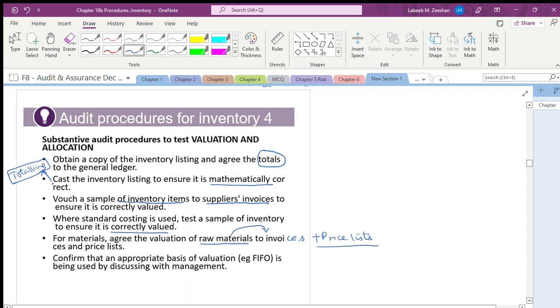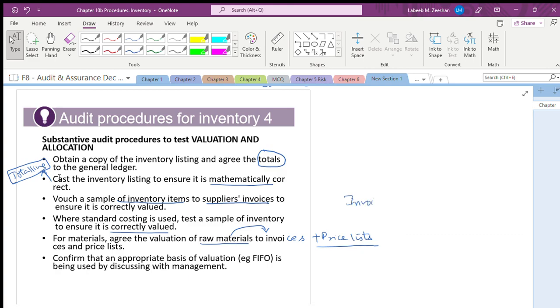Every other company will have a price list. Understand the point? That is the price list. And if you are talking about inventory, inventory is the major source of the price list. That is the reason we agree the valuation of raw materials to invoices and price. What we have to do, we are talking in terms of invoice.